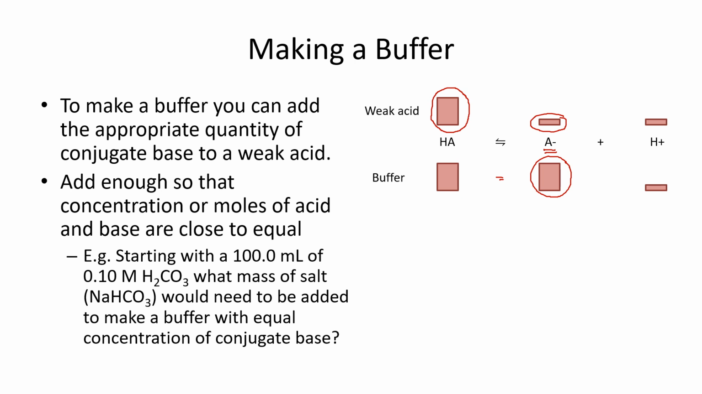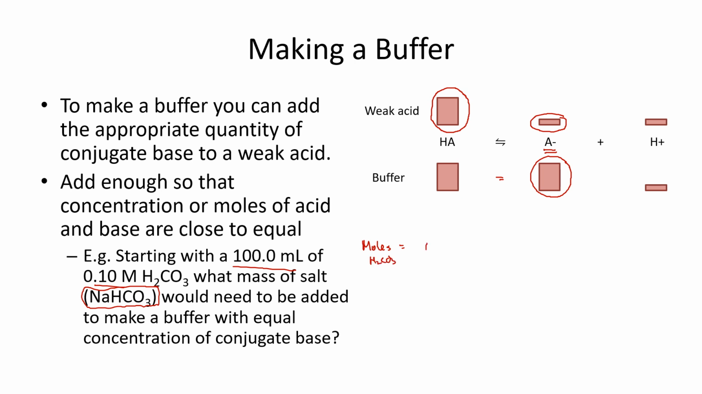You can do that just by taking a salt that has that conjugate in it and throwing it into the solution. So here's a situation where you're starting off with 100 milliliters of 0.1 molar carbonic acid. Let's figure out how many moles of acid that is.